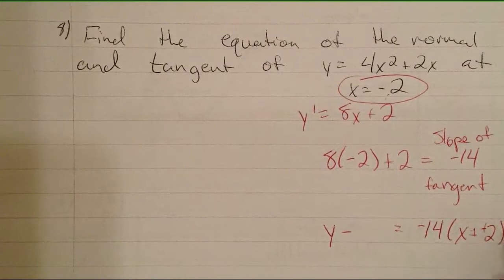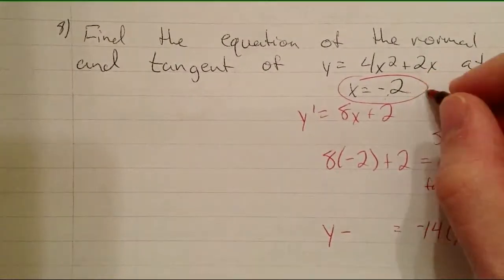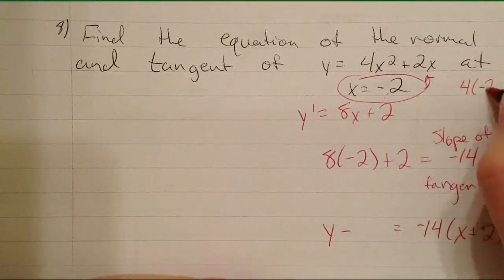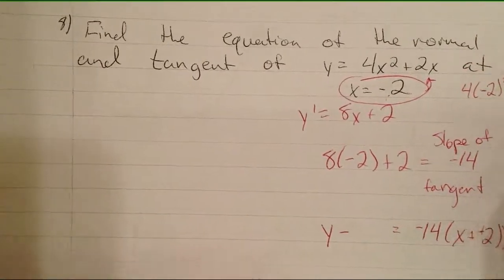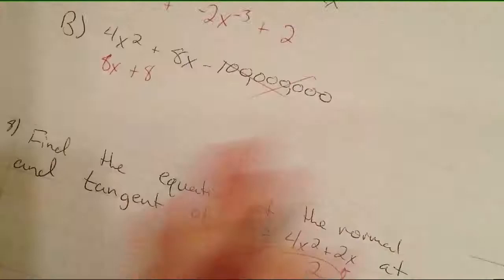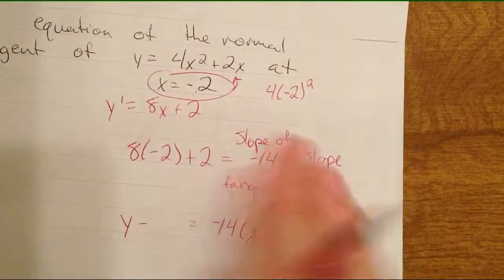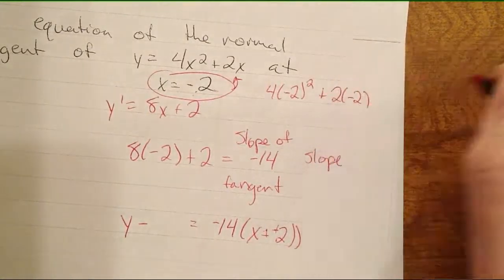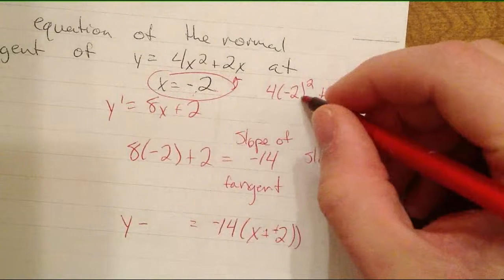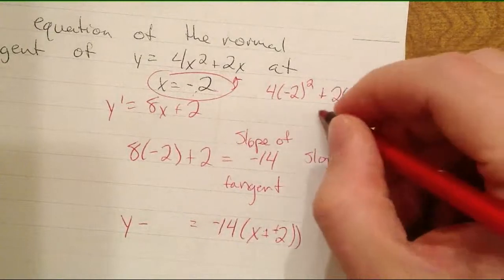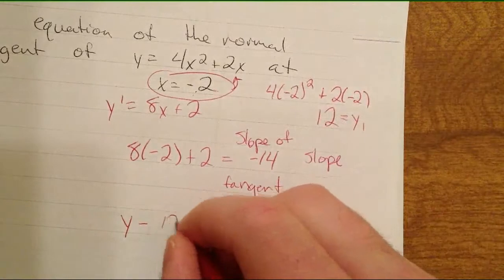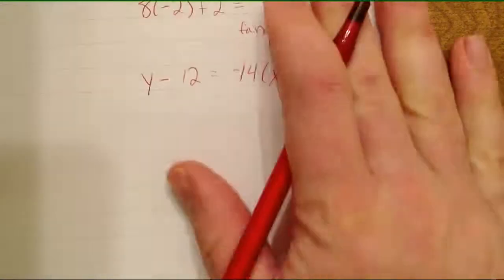Now to find our y, we have to take this negative 2 and plug it into our original formula. So we get 4 times negative 2 squared plus 2 times negative 2. Okay, so we get what? 16 minus 4 is 12, right? So that's our y1. Okay, so that's our equation for our tangent.